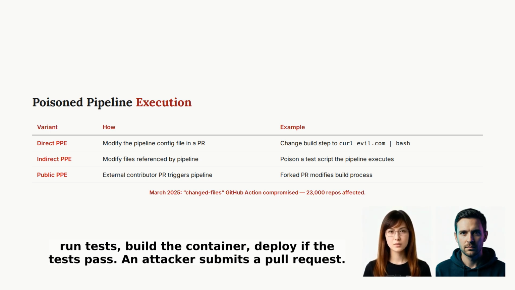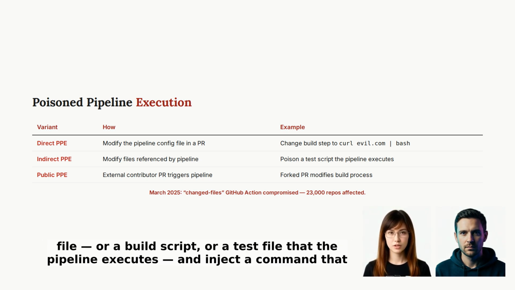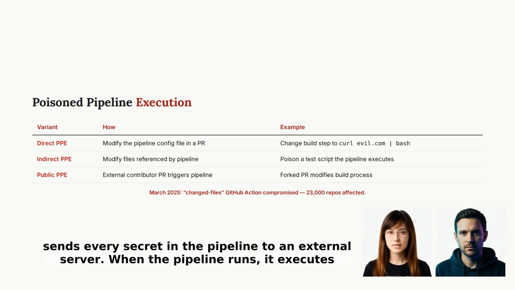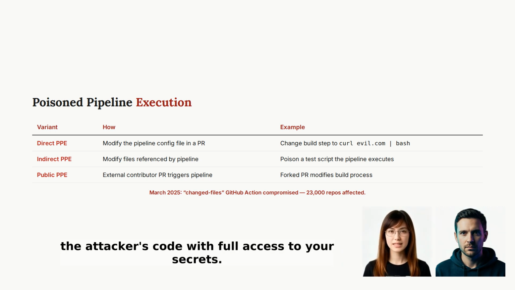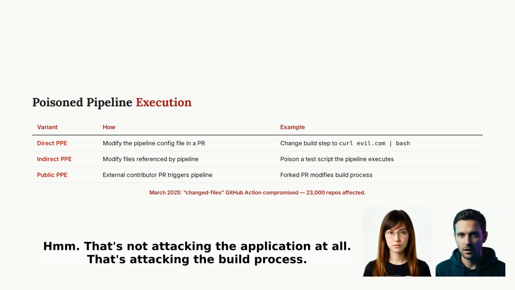An attacker submits a pull request. They don't even need to change your application code. They modify the pipeline configuration file, or a build script, or a test file that the pipeline executes, and inject a command that sends every secret in the pipeline to an external server. When the pipeline runs, it executes the attacker's code with full access to your secrets. That's not attacking the application at all. That's attacking the build process.